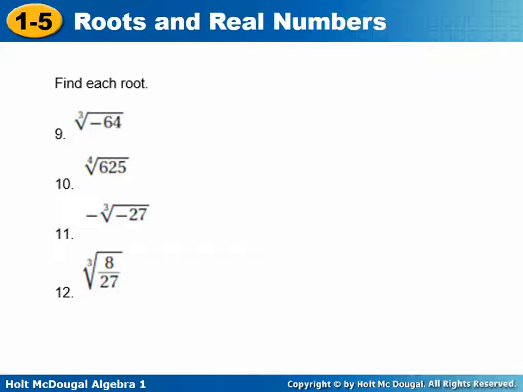Now here we have some roots that are not square roots. We have cubed roots, fourth roots, and that's it. So let's look at number 11 because of all the negatives here. We have negative, the cubed root of negative 27. So the question is, what number to the third power would equal negative 27? So you can try some different numbers. Let's try 2. 2 cubed is 8. Negative 2 cubed is negative 8, so that's obviously not going to work.